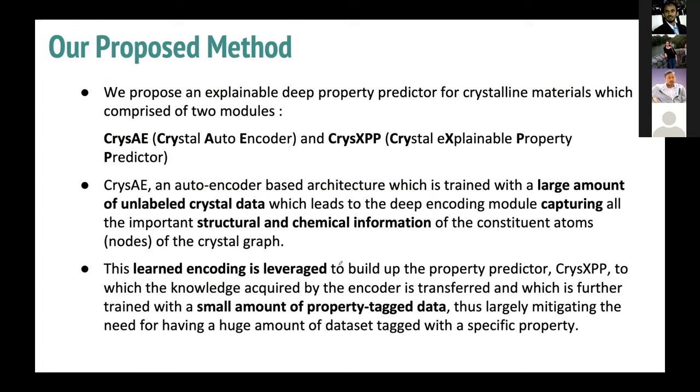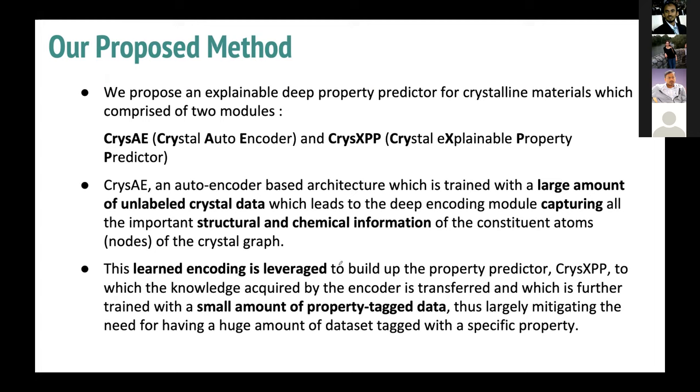Our proposed method is an explainable deep property predictor for crystal materials, where we will have a pre-training step, which will be done by CRIS-AE, the crystal autoencoder, and then we'll have a crystal explainable property predictor. CRIS-AE is an autoencoder based architecture, which is trained with a large amount of unlabeled crystal data, which leads to a deep encoding module capturing all the important structural and chemical information of the constituent atoms. So it is a typical self-learning framework.